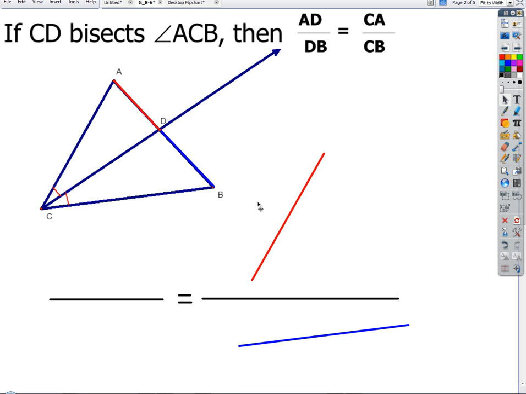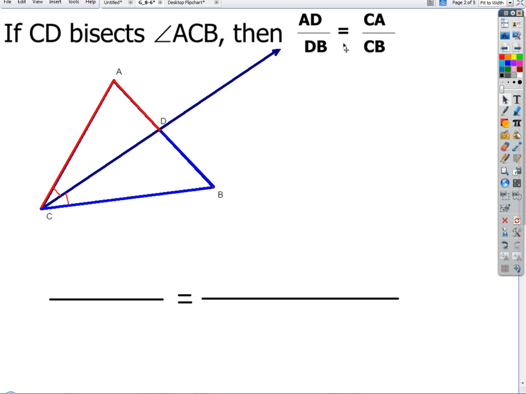And you can honestly sort of take your pick. The way the theorem goes, it says AD over DB equals CA over CB. That's fine. But we have a property of proportions here that says we can exchange diagonally. So you can also do this.